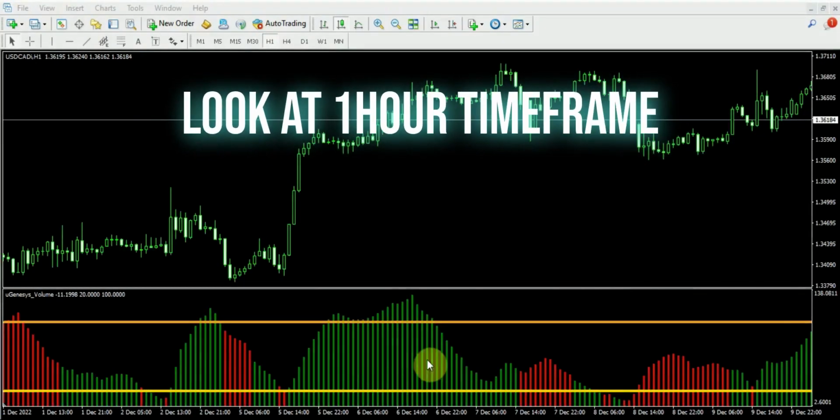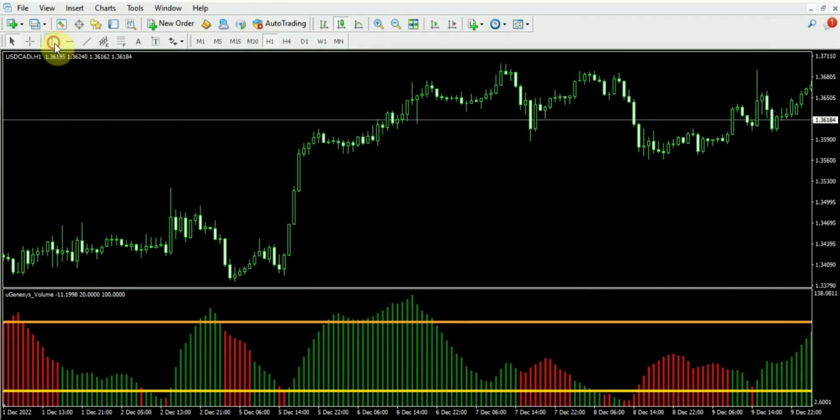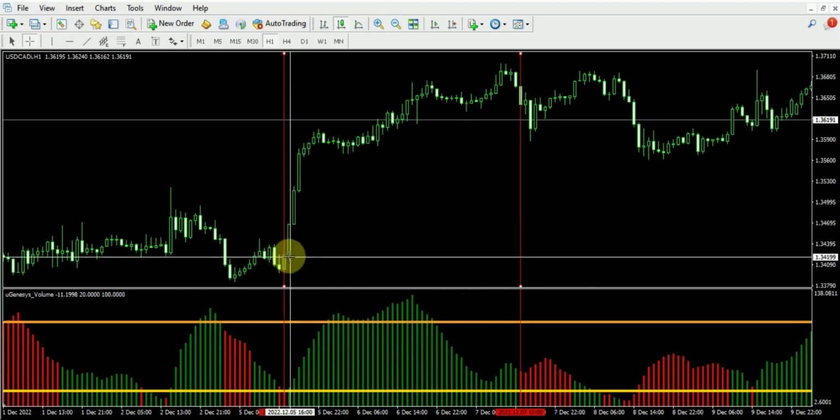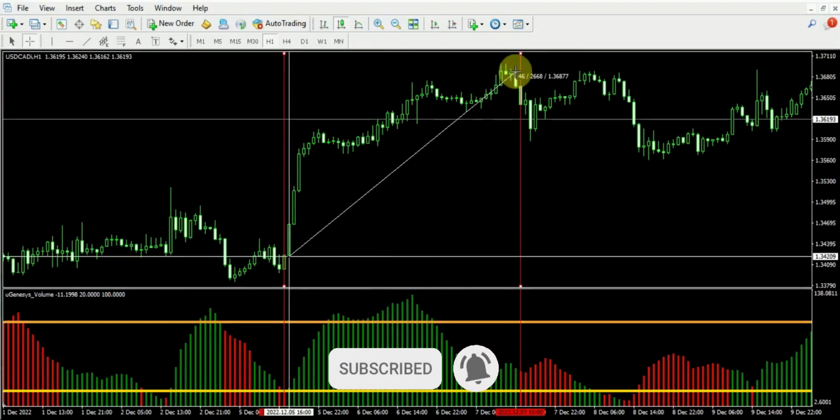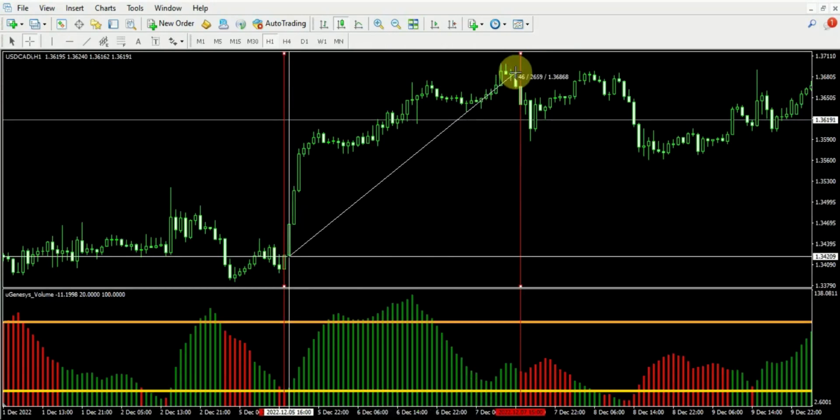So right here we can see we have a lot of volume in this uptrend here, alright? We can see a lot of the bars above our gold line here. Let's mark the beginning and end of this particular uptrend. Alright, let's just measure the pips going up here. Okay, so that's a movement of 265.9 pips, alright guys?